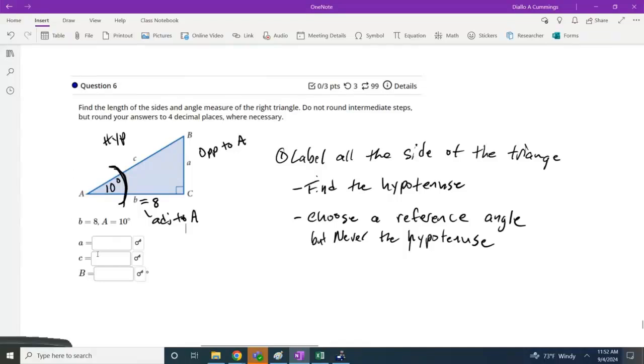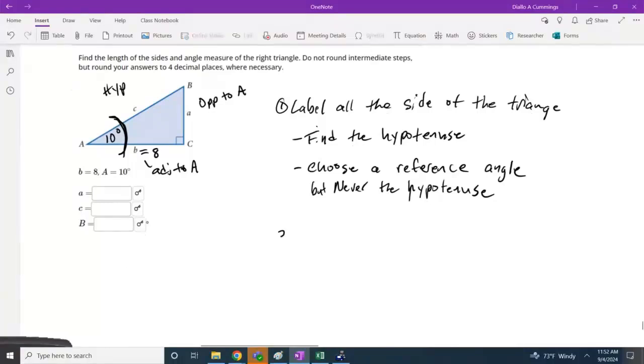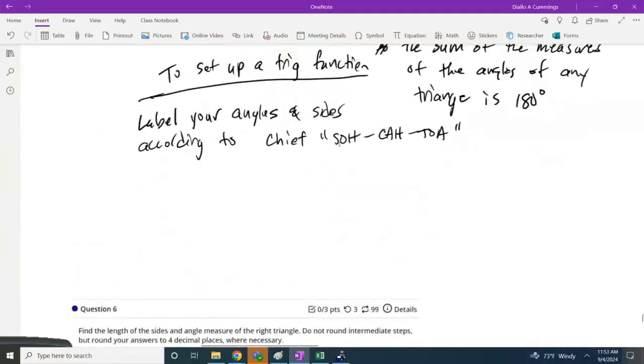So now we're going to set up a trig function to find side A. Okay. So the second thing we're going to do is find side A. Right. So I'm going to have to set up a trig function. So in these trig functions, there's three things you got to know, right? So like if I'm using the sine is the opposite over the hypotenuse, I got to know at least two of these things, and I can solve for the unknown.